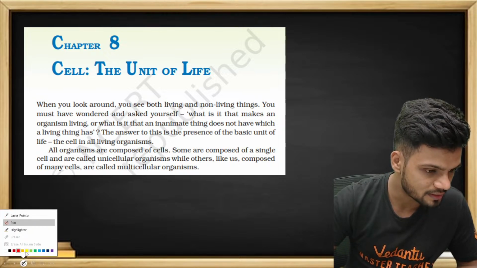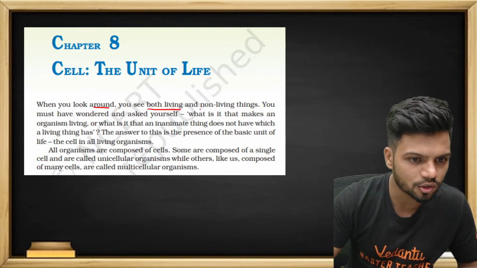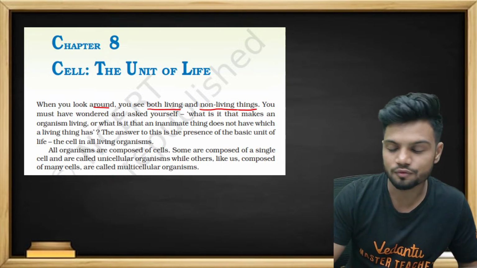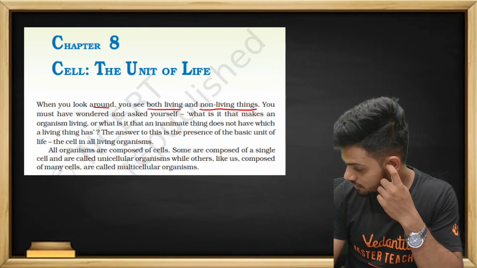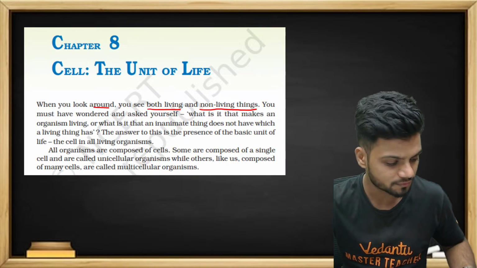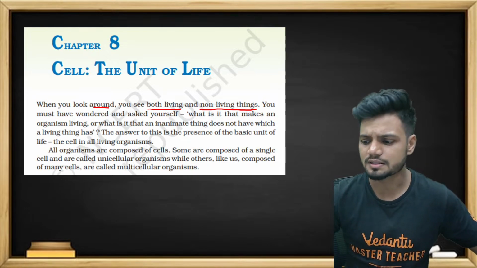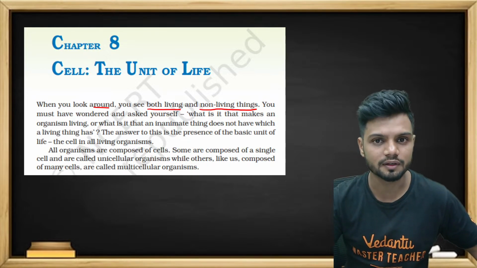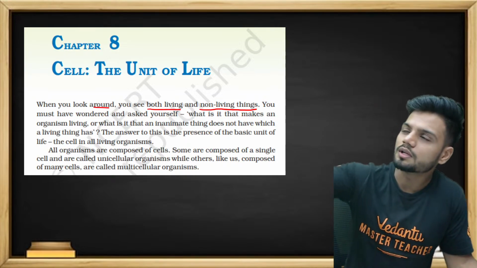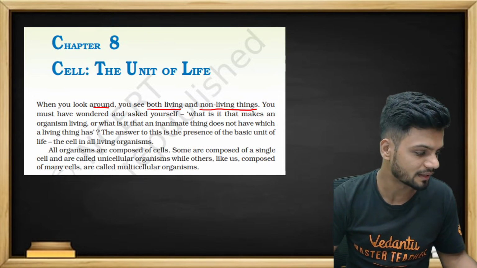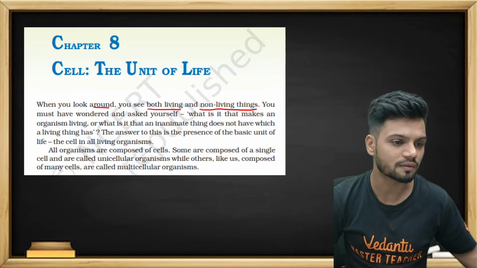Cell: The Unit of Life. See, when you look around, you see both living and non-living things, obviously. Right now I do not have any very massive non-living things, but I do have certain non-living things. A book, non-living. A remote, non-living. But there are certain microbes around me that are living. In the corner, I can see a spider that is living in nature. So that is what the first line means. You can see living and non-living things around you.